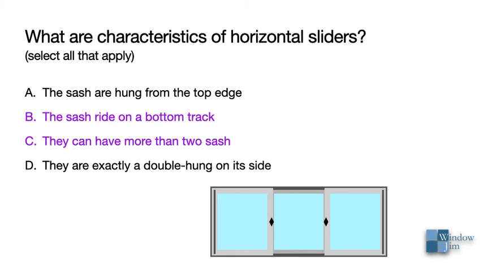Did you select B and C? Horizontal sliders can have multiple sash, all of which rest or glide on a bottom track. While both horizontal sliders and double hungs are in the slider family, there are some differences, aside from orientation, between a double hung and a slider.